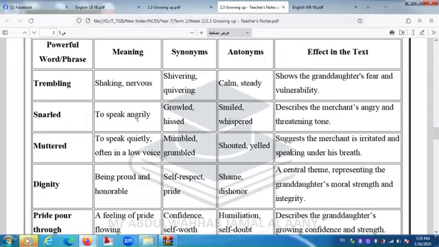Snarled is to speak angrily, to shout. Growled, hissed is a synonym. Smiled, whispered is the antonym. That's positive and that's negative. Effect: to describe how the merchant is angry and how he was threatening the boy.